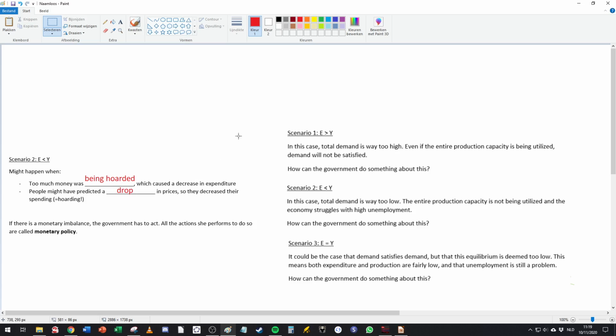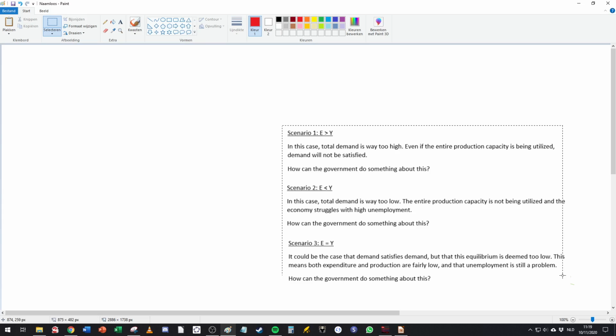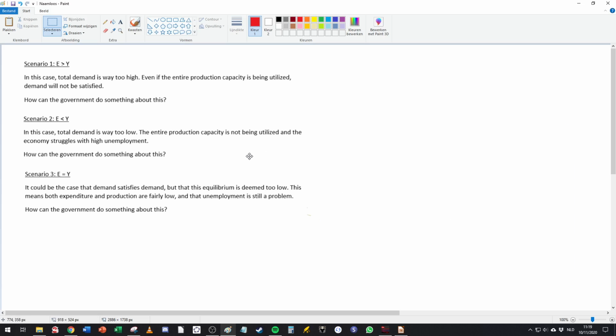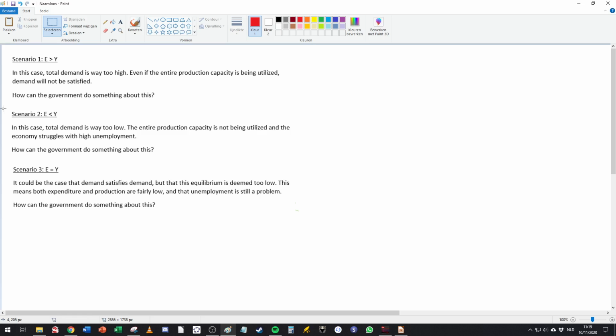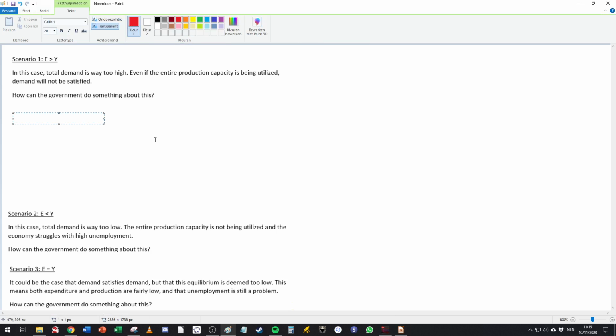So what can she do? She has to slow down the economy right now because it's overheating. People are spending way too much money too fast, and this is dangerous. If demand becomes too high and production stays the same, inflation can be generated, and we want to avoid that. So what she can do is she can slow down demand by decreasing the money supply.